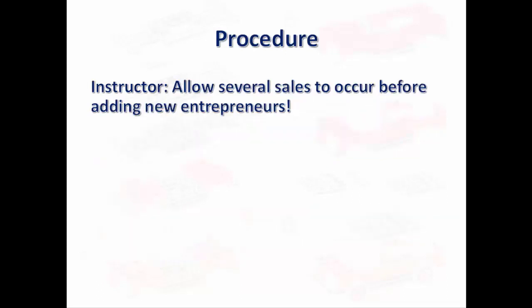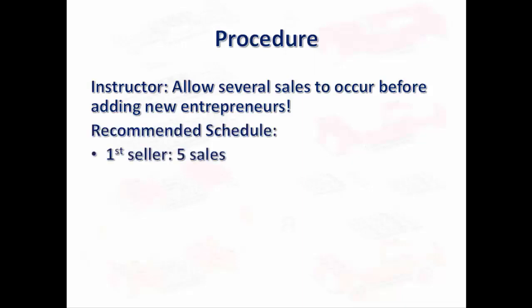The point of this activity is to make the market more and more competitive and observe what happens to price. What we want to do is allow that first entrepreneur, who's effectively a monopolist, to have several sales before we add additional entrepreneurs and make the market more and more competitive. So I recommend the following sequence. Let the first seller get 5 or so sales before you add the second seller in. Then let 10 more sales happen between the first and second seller.